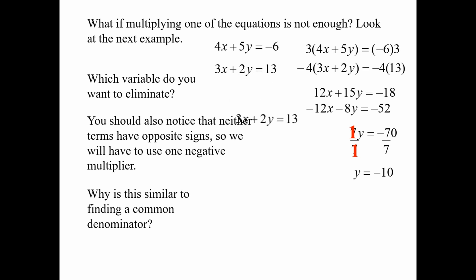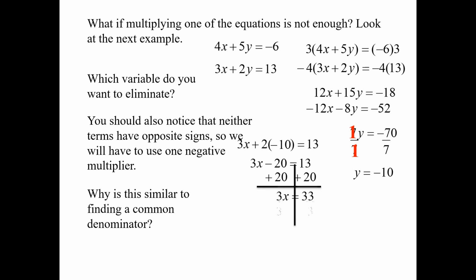I got to go back and solve either equation. I use the original equations. I don't try to mess with the equations that I've modified. You make less mistakes that way. And I plug in for the -10. I get the 3x by itself and divide by the 3 to find that x is 11. And I write my answer as an ordered pair.